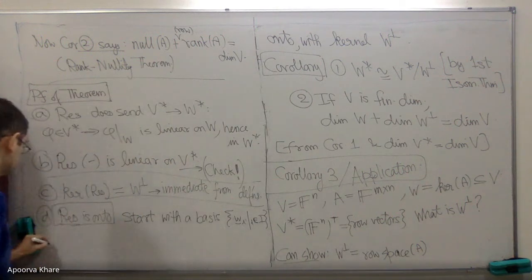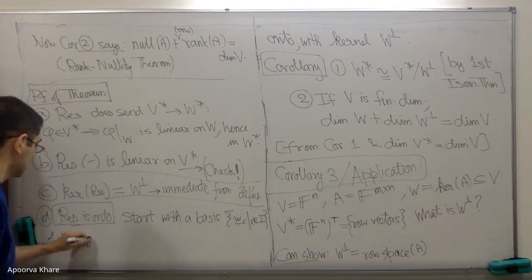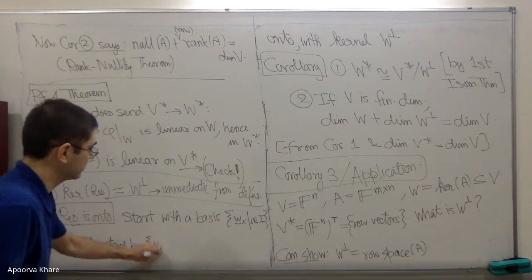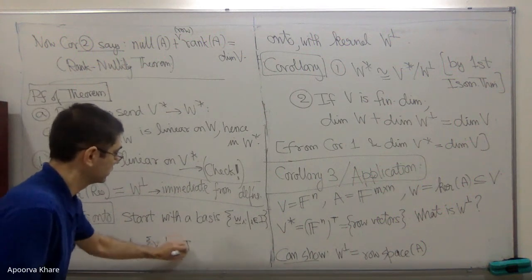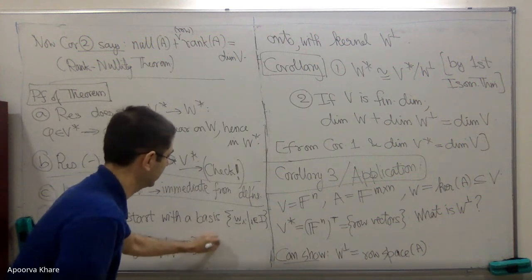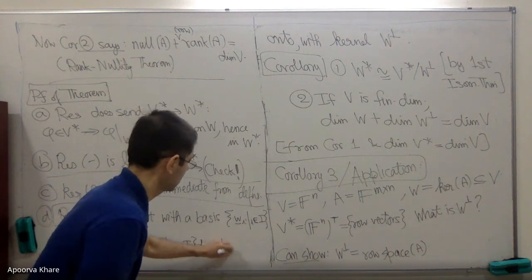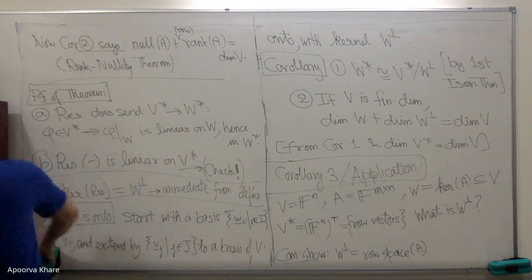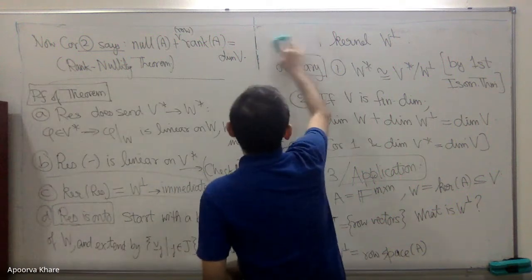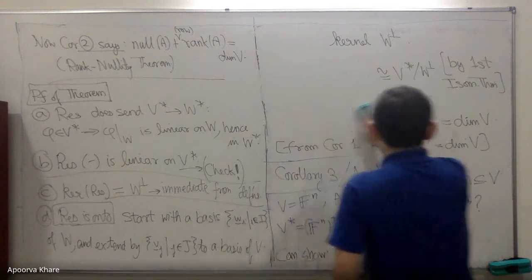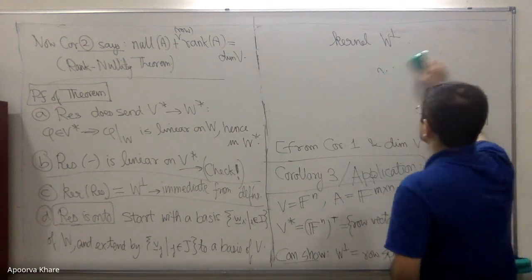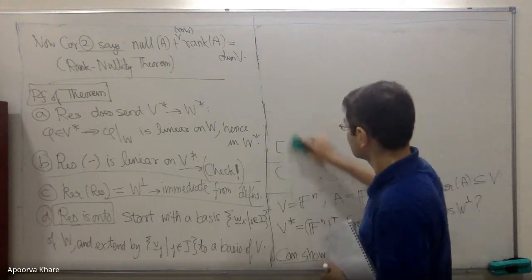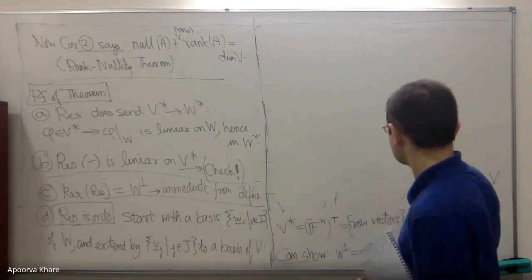But start with the basis w_i, i in I, of W, and extend it by this set v_j, j in J, to a basis of V. Okay, and now given any linear functional in W star, I'm going to produce for you a functional in V star which restricts to that functional.